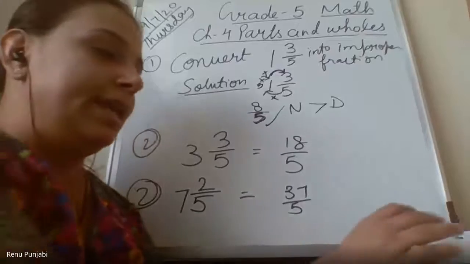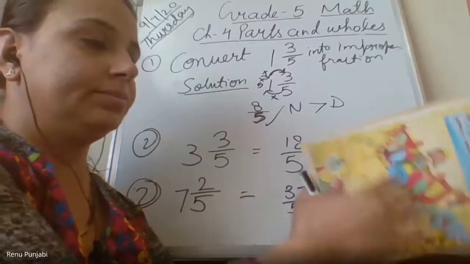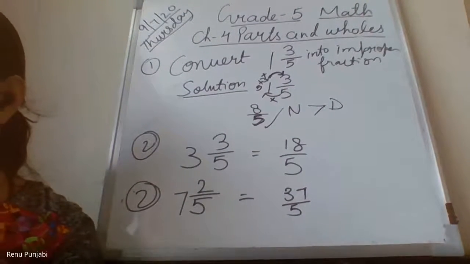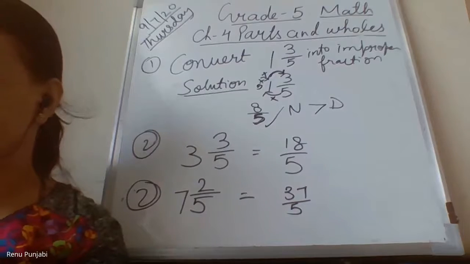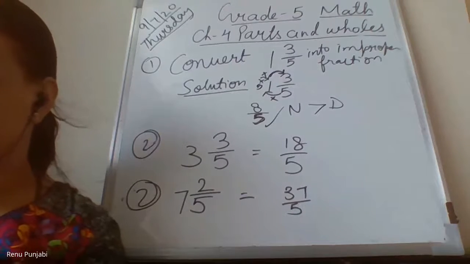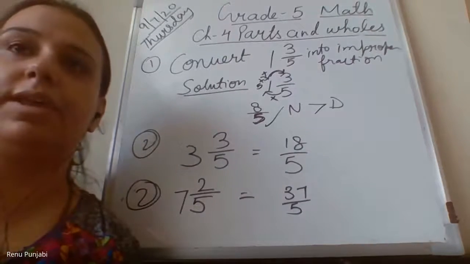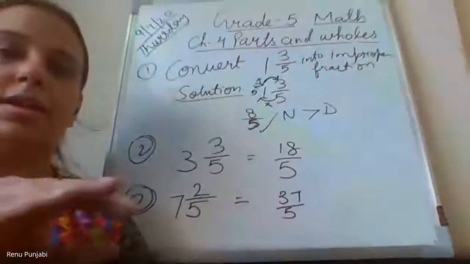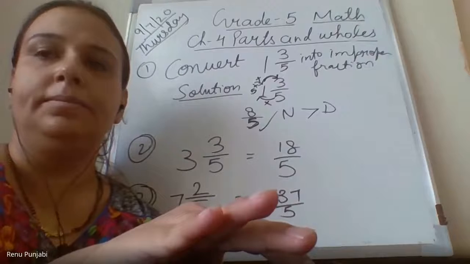Now open your textbook, children. Open your textbook, page number. After the story, we have done Greedy Gatekeepers. After this story, open page number 57. I'm going to present my screen.